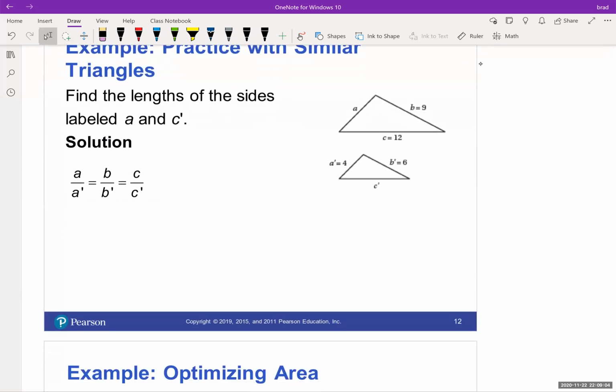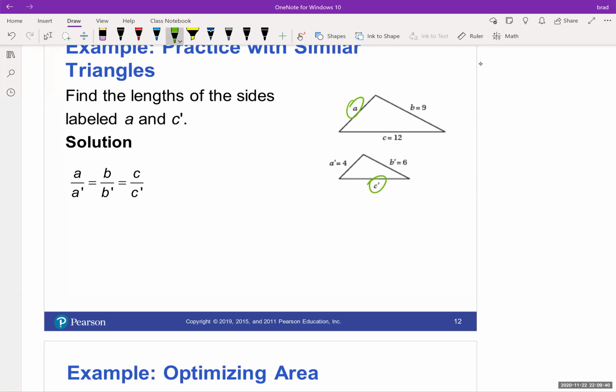In general, if I give somebody two triangles and give you three of the sides, you should be able to find the fourth. For this one, they give us two triangles and they are similar. So these have the same angles, but definitely different side lengths. They want to find A and C prime, this guy and this guy.